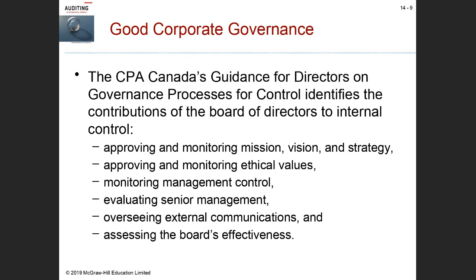Monitoring management control, right? So management, we know, is responsible for producing the financial statements. They're also responsible for the internal control system that produces those financial statements. Well, how do we know as the board that management's doing their job, right? We have to be monitoring management to ensure that they are exerting proper control over the business themselves.